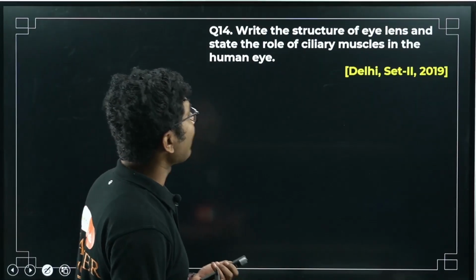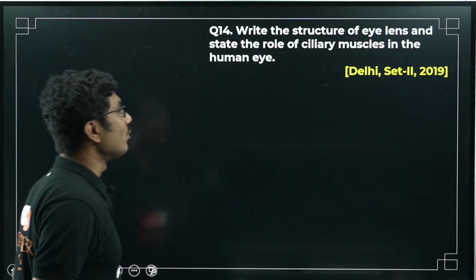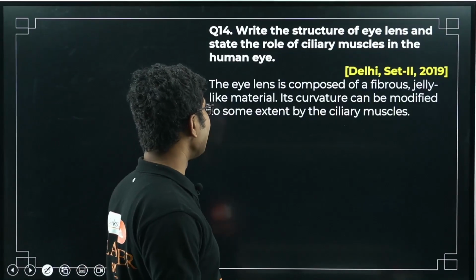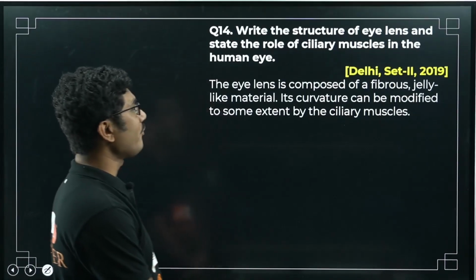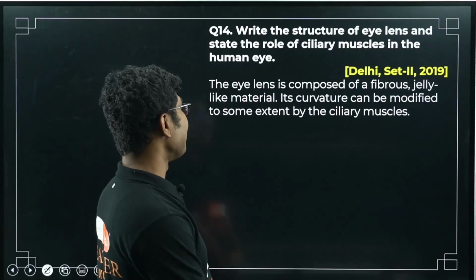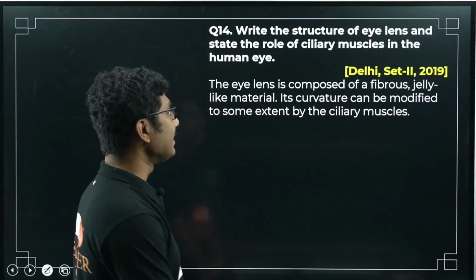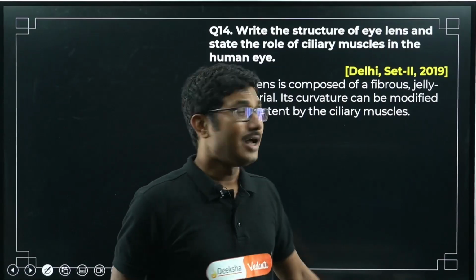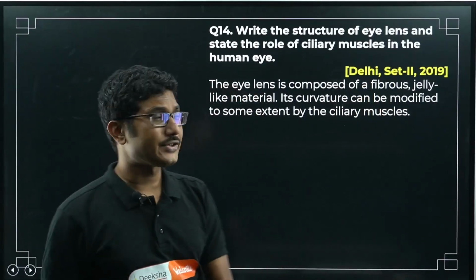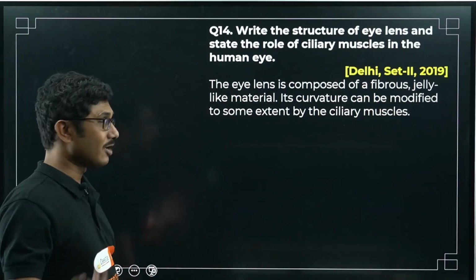Write the structure of the eye lens and state the role of ciliary muscles in the human eye. So the eye lens is composed of a fibrous jelly-like material. Its curvature can be modified to some extent by the ciliary muscles. This is a Delhi set 2 question. So similar questions came in that year as well.